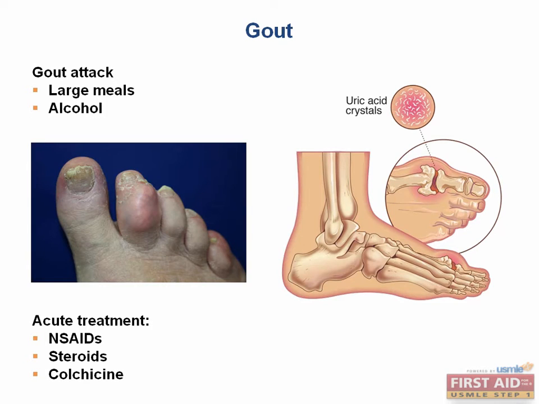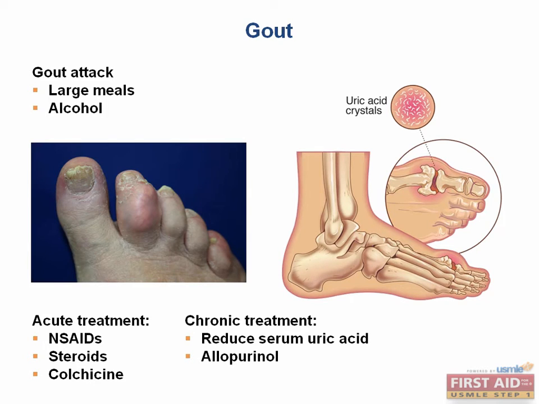Once the acute flare has resolved, the goal is to try to reduce the serum uric acid level and keep them low so the patients are less predisposed to acute attacks. This is accomplished mainly by allopurinol, which inhibits the formation of uric acid, and less commonly probenecid, which causes the kidneys to excrete more uric acid.